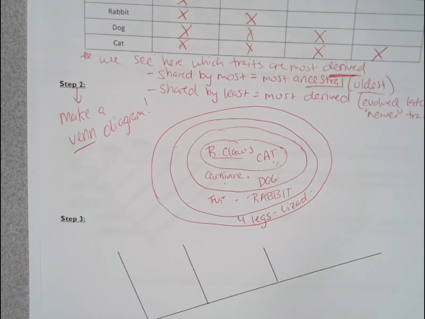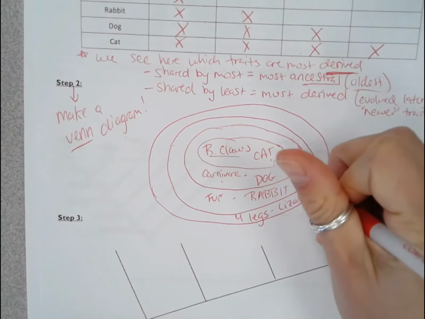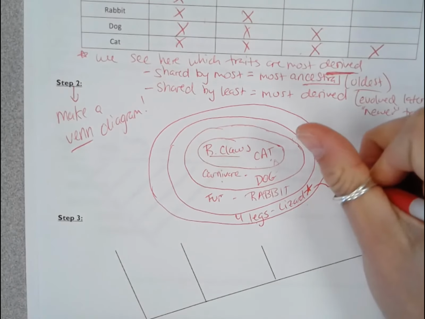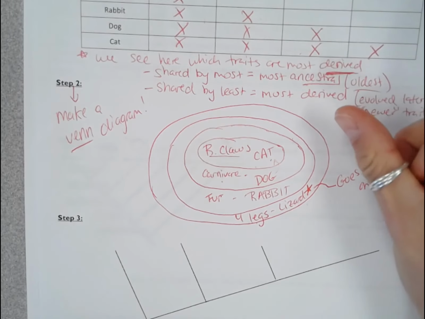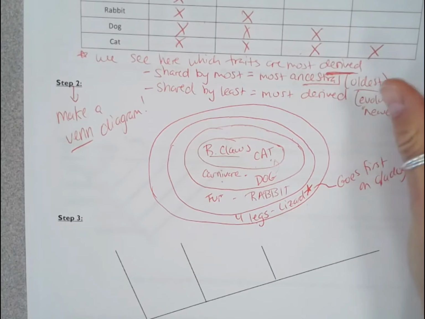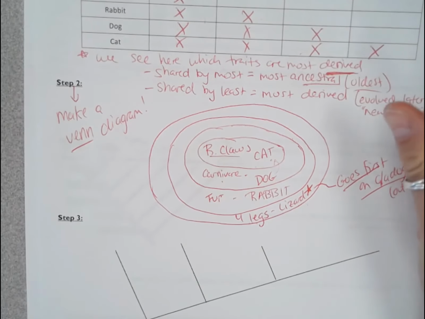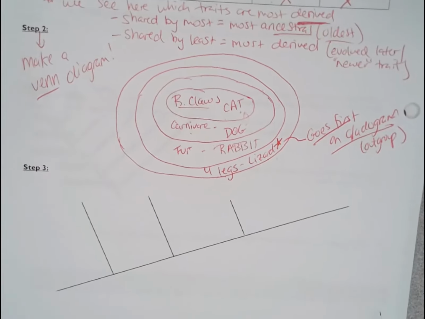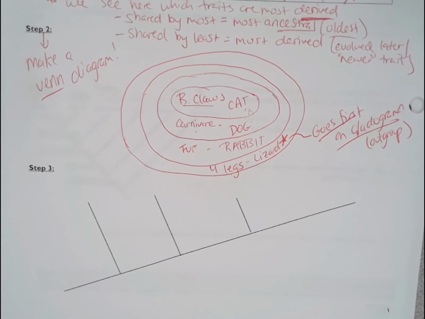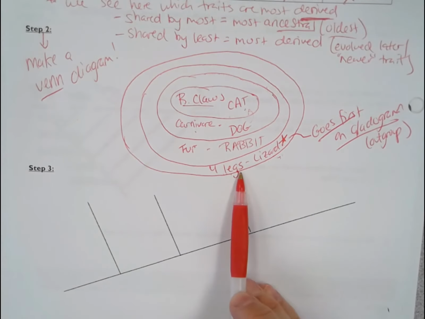Okay, from here, we are going to take this, the outermost layer. This is going to go first on the cladogram. This is what we call our outgroup. Okay, outgroup. Like we talked about before, the weird outlier, because the lizard only has the 4 legs in common with the other organisms. Okay.